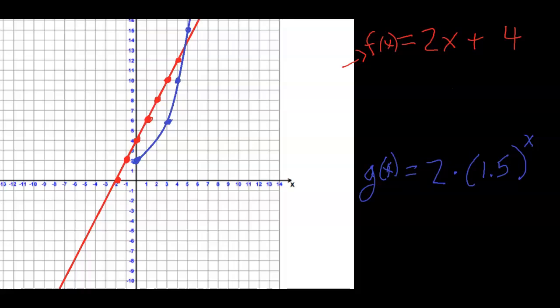All right, everyone, let's take a look at this. We have graphed our red line, which represents a linear function. We're going to label that f of x. And we have graphed our blue curve, which represents our exponential function. We're going to call that g of x for now.